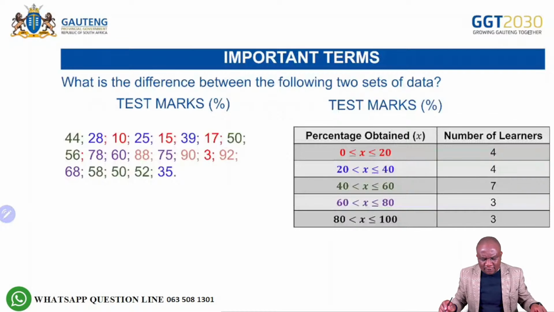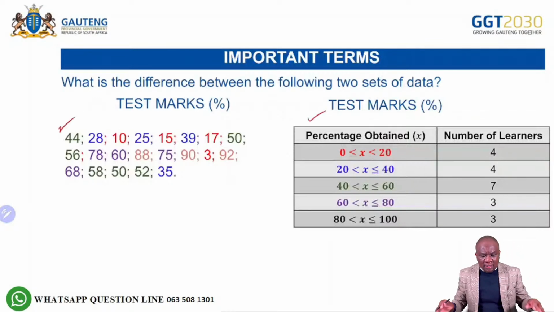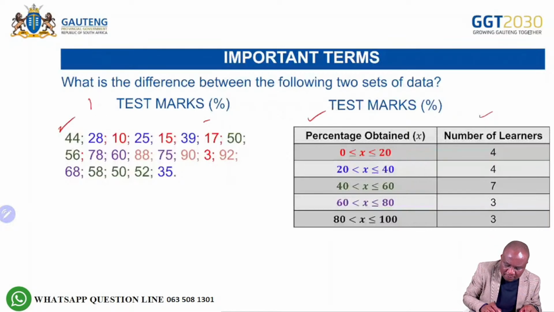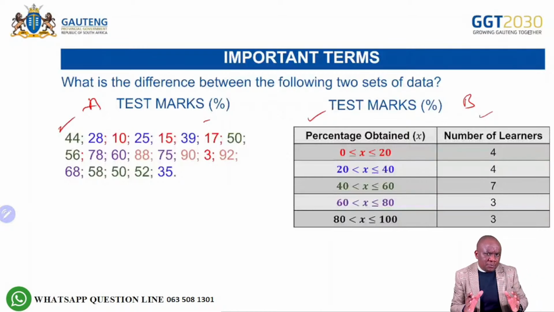Right, what is the difference between the following 2 data sets? This set and this set. Actually, what is happening here? This information is the same as this information, but let me call it data set A and then data set B. A is ungrouped. We can see the actual marks. But B now, the data is grouped.